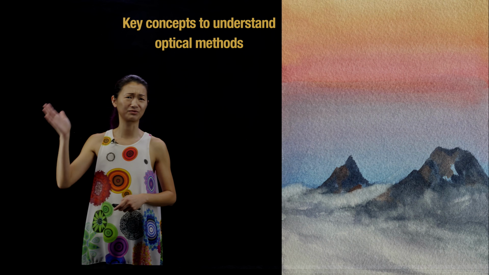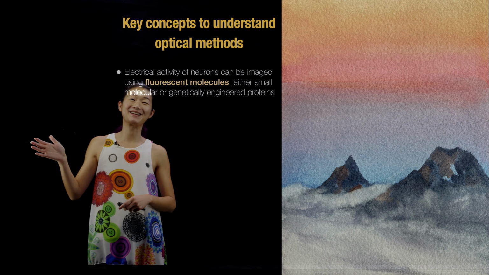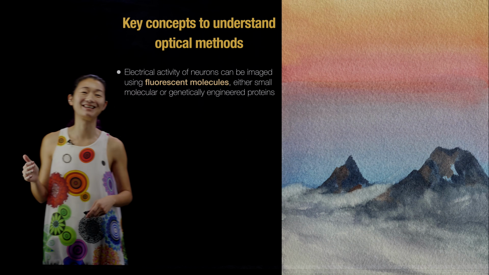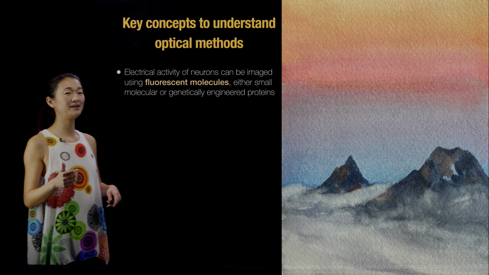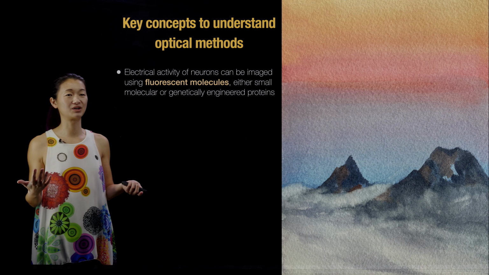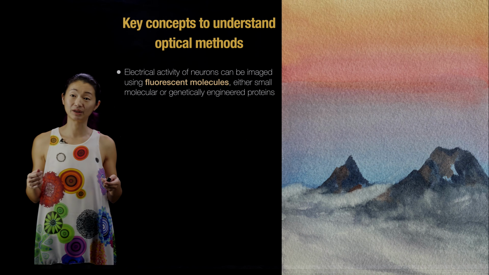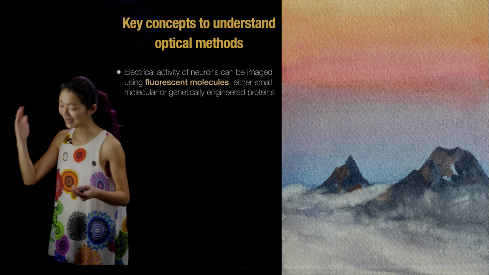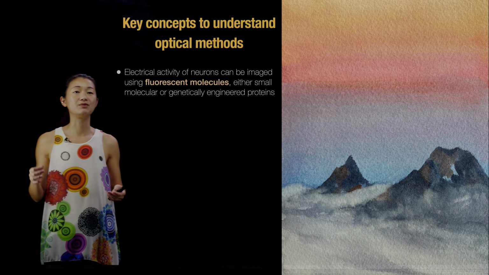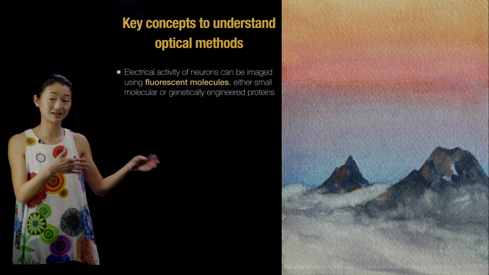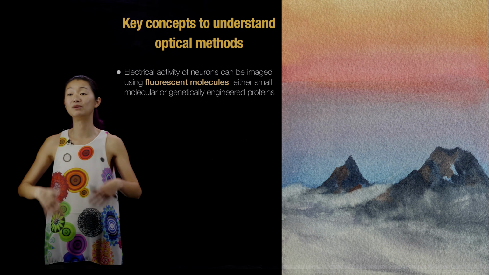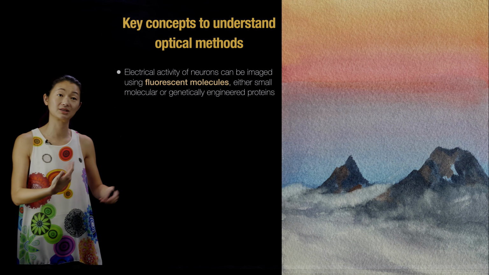I talked a lot. I probably talked really fast. So I'm going to do a summary here of optical methods in understanding neuroscience. Well, we talked about how electrical activities of neurons can be imaged by using this trick of using fluorescent molecules, so that instead of using antennae to measure electrical activity, you can turn that activity into fluorescence and then use imaging techniques in microscopy to image this instead.